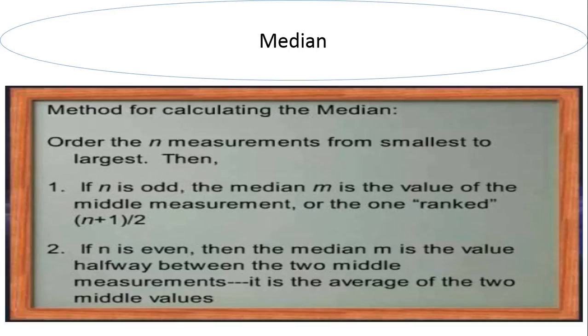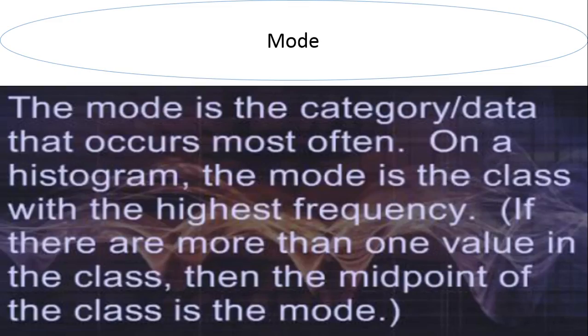But the mode is the category of data that occurs most often. And on the histogram, the mode is the class with the highest frequency. If there is more than one value in the class, then the midpoint of the class is the mode.